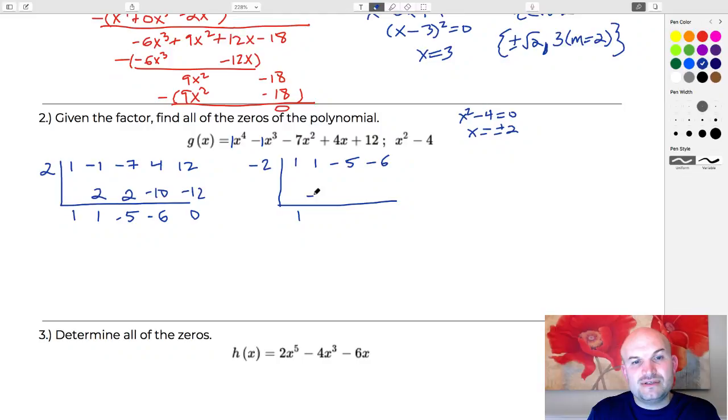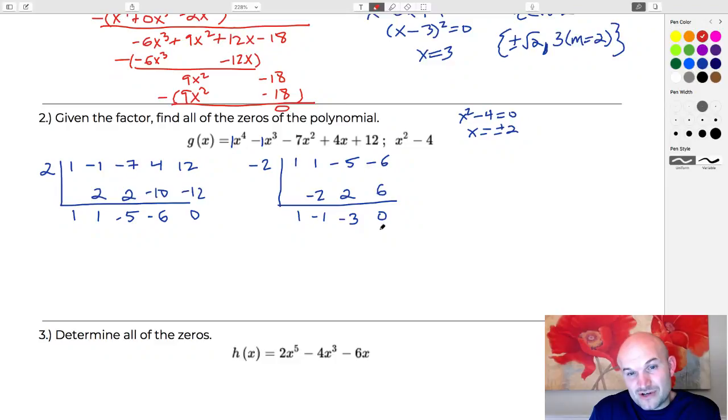All right, so bring down the 1. 1 times -2 is -2. 1 plus -2 is -1. -1 times -2 is going to be a positive 2. -5 plus 2 is -3. -3 times -2 is going to be a positive 6, and we get a remainder. And we're like, woohoo! Because usually we're done, we like this.